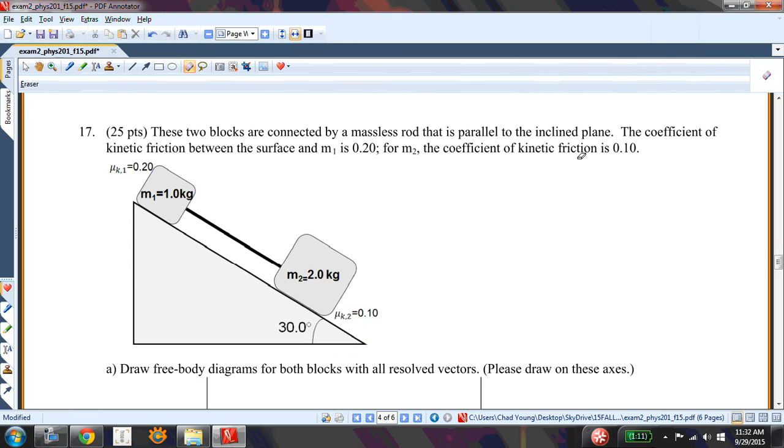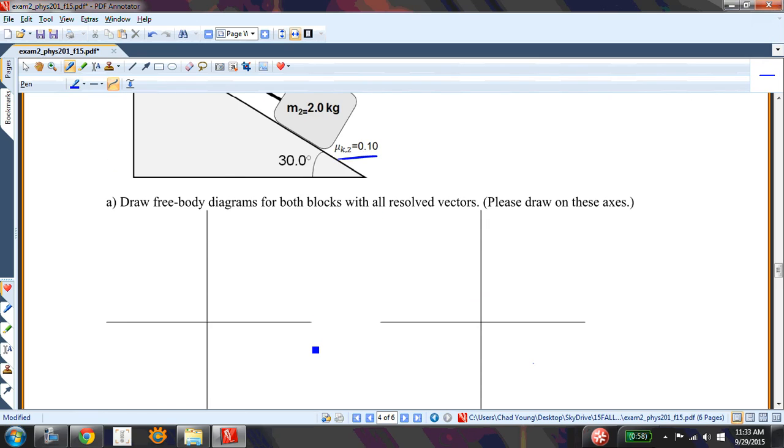Okay, so now problem number 17. It's a tough problem. There's a lot that goes into this. So I have two blocks. One is a smaller mass up here, and I have another one that's a bigger mass down here, the 2 kilogram. And then notice also that they have different coefficients of kinetic friction. So these are made up of different materials, so they stick differently to the surface.